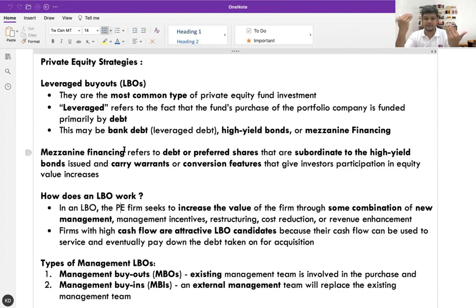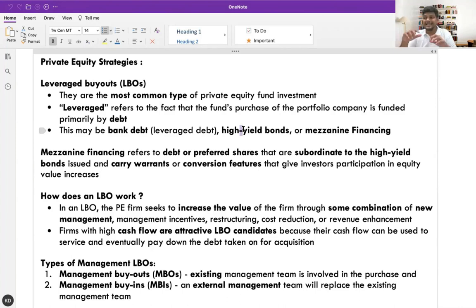Is that correct? So here the leverage refers to the debt, and the debt can be high yield bond or mezzanine financing. High yield bond means riskier bond, correct? What is mezzanine financing? Mezzanine, which is in the middle. It's a combination of debt and equity, which is preferred shares or convertible debentures. Are you getting me? Or even warrants. Are you aware about all this, everyone? Yes. We'll discuss that in fixed income and equities.